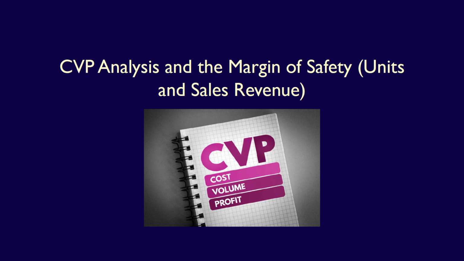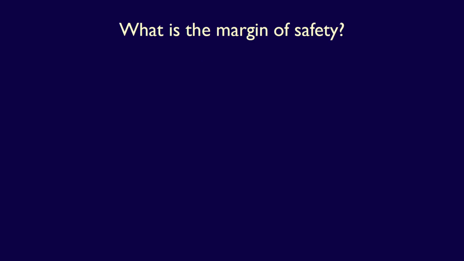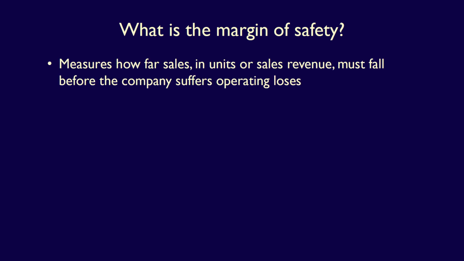In this video, we'll talk about CVP analysis and the margin of safety. What is the margin of safety in cost volume profit analysis? The margin of safety is a measure of risk, the risk that sales decline to the point where the company is no longer profitable. The margin of safety is a measure of how far sales could fall before the company is in a loss position.